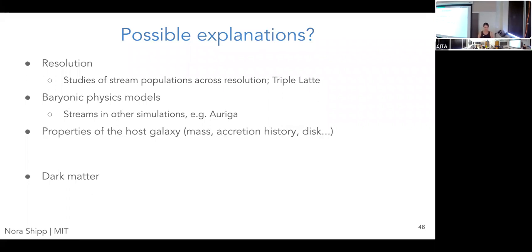Another important question is whether it's actually properties of the host galaxy. So we've had some discussion of this already. Is it the total mass of the Milky Way, some properties of the Milky Way disk, or of the accretion history of the Milky Way?